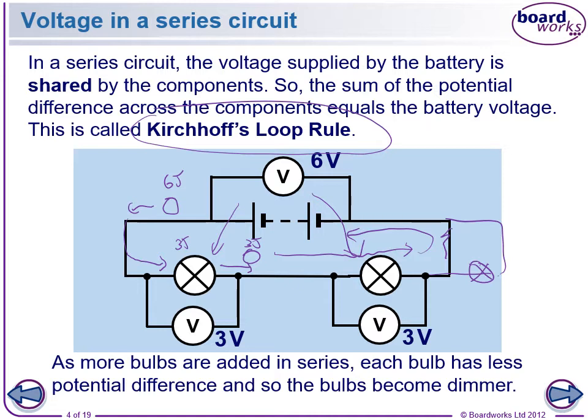So the more bulbs we put in, the dimmer each one appears because it is getting less voltage, because it needs to be split. Just to summarize, in a series circuit, the current is the same at all points. The voltage, whatever the battery has, is split amongst the components.